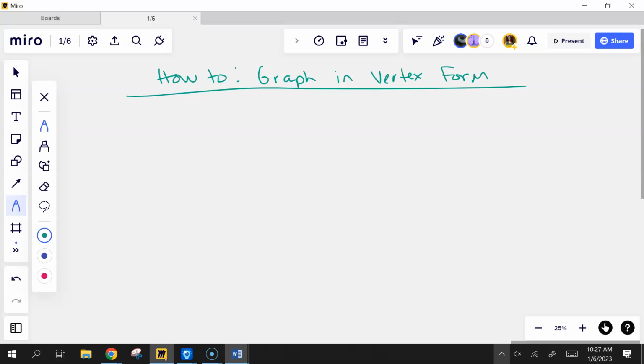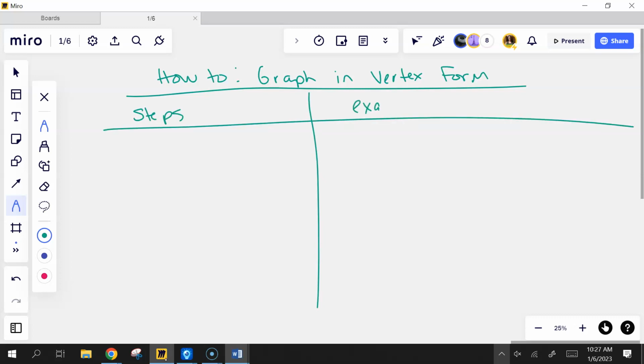Graph in vertex form. We're going to do steps. Example. Vertex form looks like this.